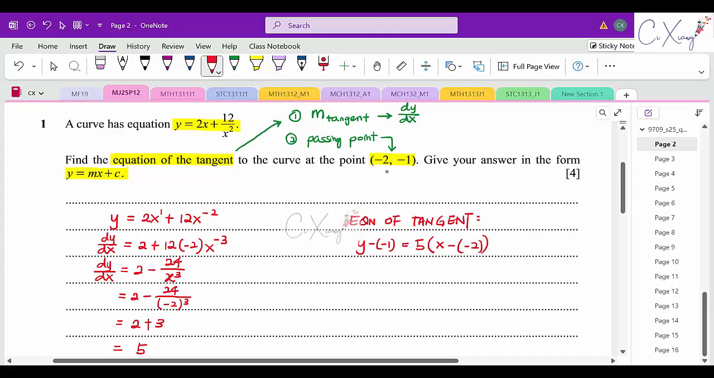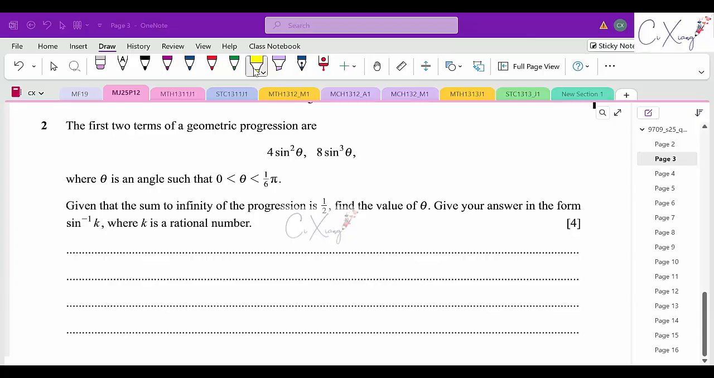Okay, just try to simplify it. You are having 5x, then plus 10, then minus 1. And if you simplify this equation, you'll be having y equals 5x plus 9. Okay, so we are putting our answer in the form that is requested by the question. Alright, so this is how we solve question number 1.